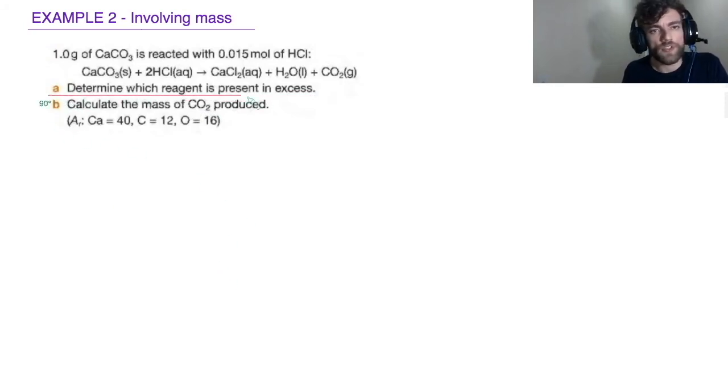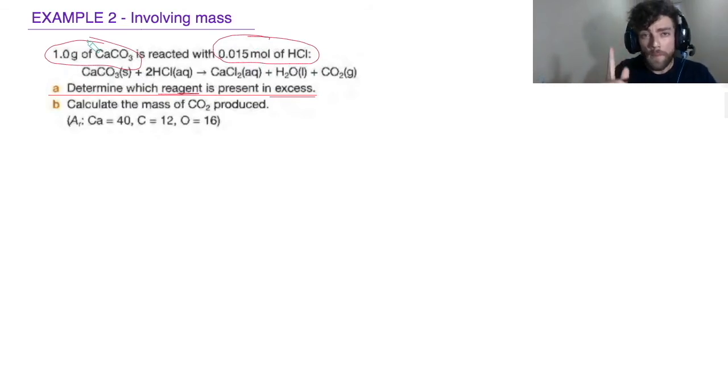Now, the question for part A is actually very similar to the last example. I want to find out which reagent or reactant is in excess. The issue I have here is, sure, this is given as moles, my hydrochloric acid. However, my calcium carbonate is given as a mass, and remember, mass is not an amount. So I need to convert this mass into moles.